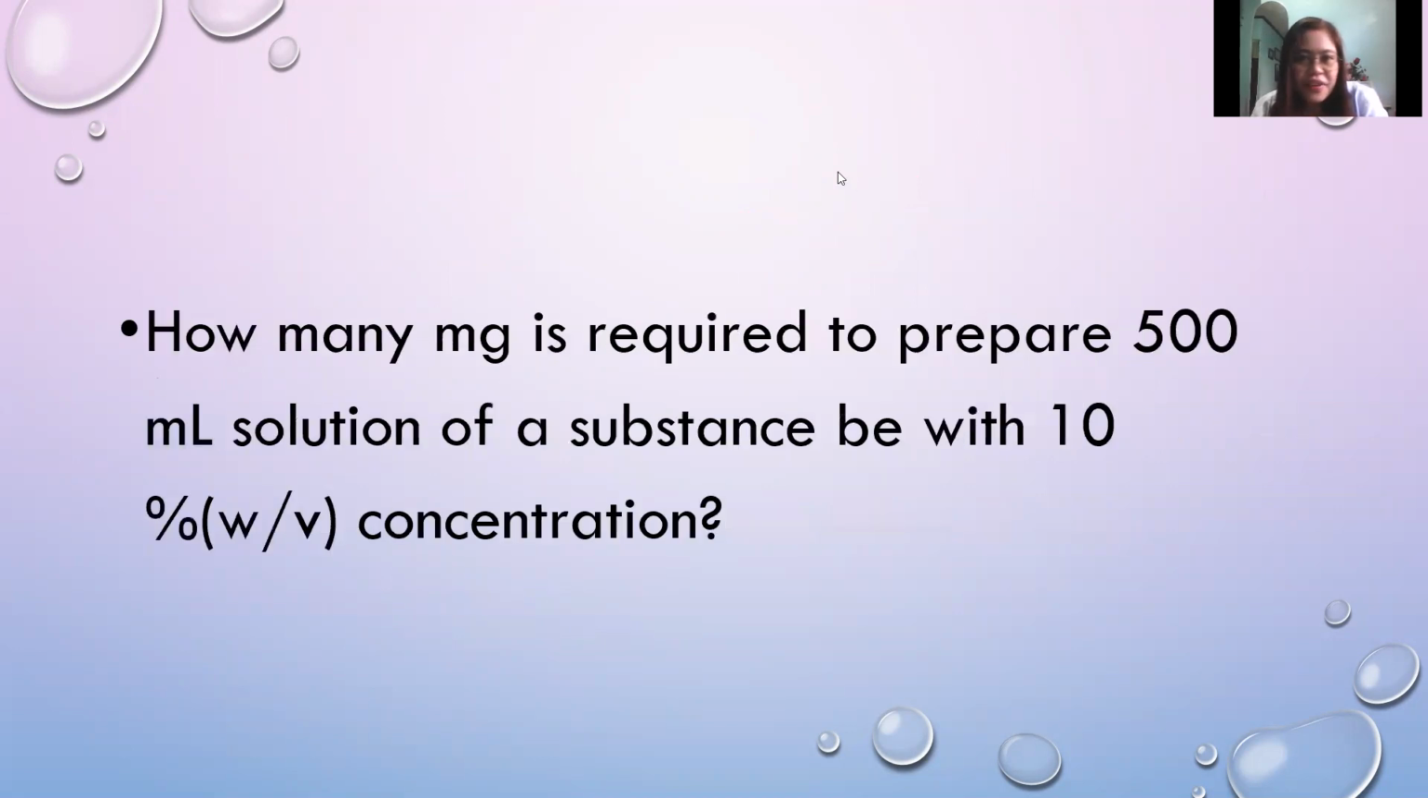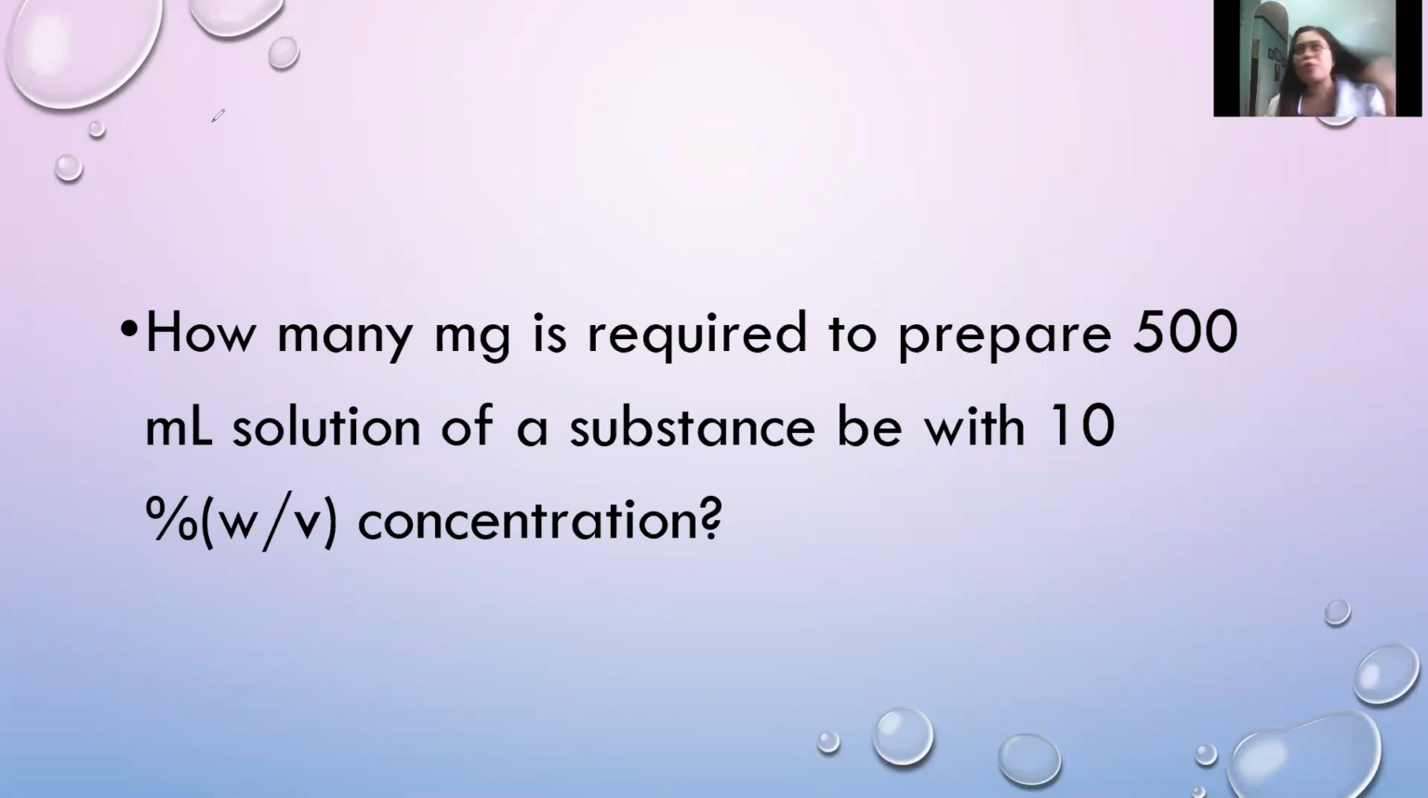Okay. So this one is a reversed problem, no? How many milligrams is required to prepare 500 ml solution of a substance B with 10% weight per volume concentration. So this is weight per volume again.